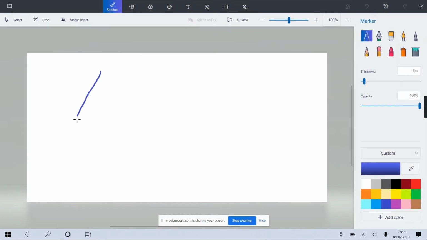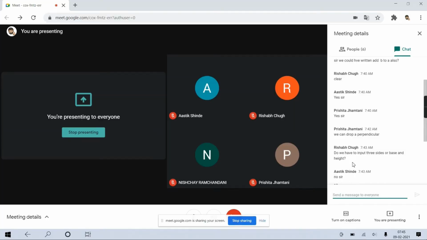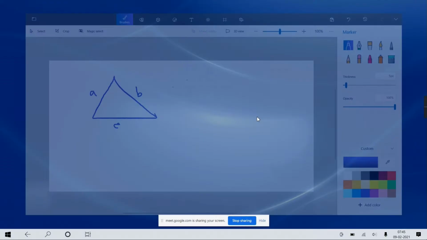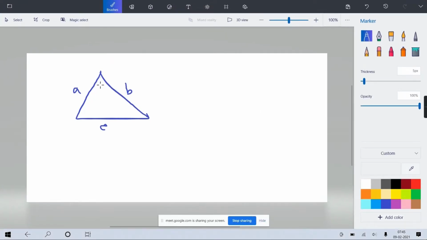Is it possible? Now this is a triangle which is having 3 sides, A, B and C. Rishabh is asking, do we have to input? Yes, we have to input 3 sides. I said no, it's a generalized triangle. We won't accept base and height. Base and height not accepted from the user. These 3 sides we are going to accept: side A, side B and side C.